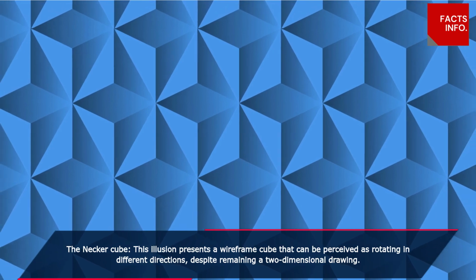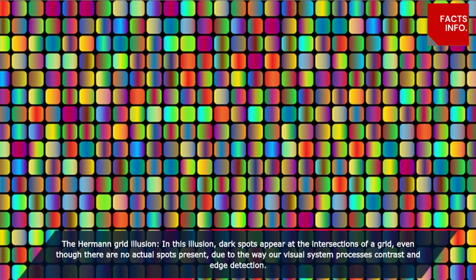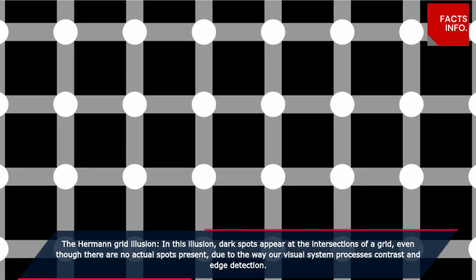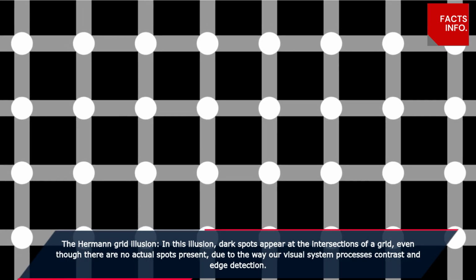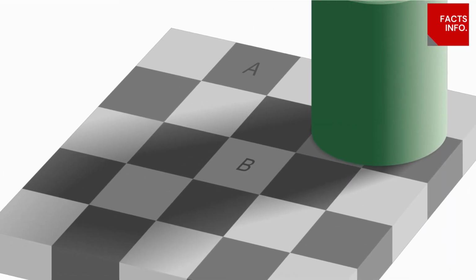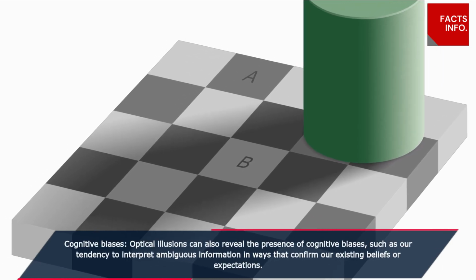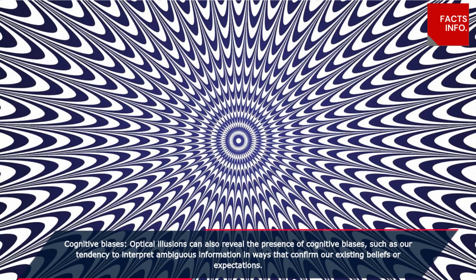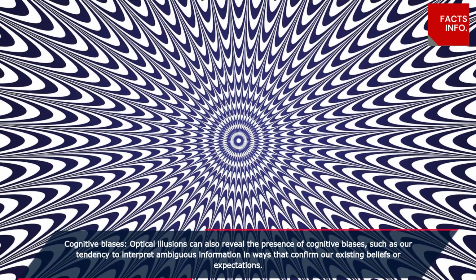The Hermann grid illusion. In this illusion, dark spots appear at the intersections of a grid, even though there are no actual spots present, due to the way our visual system processes contrast and edge detection. Cognitive biases. Optical illusions can also reveal the presence of cognitive biases, such as our tendency to interpret ambiguous information in ways that confirm our existing beliefs or expectations.